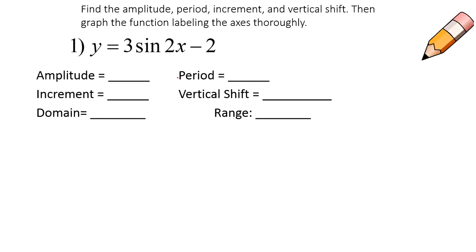So the very first thing, amplitude, it's still 3. My period, 2 pi divided by 2, so just pi. My increment will be pi over 4. Vertical shift. Notice this minus 2 on the outside. That means we're going to go down 2.